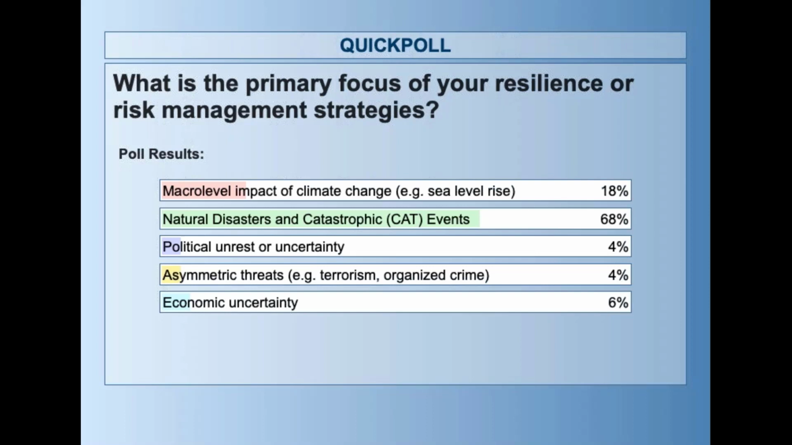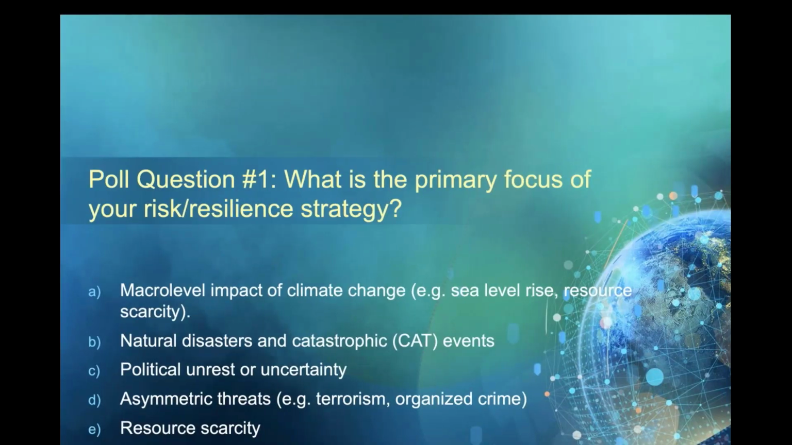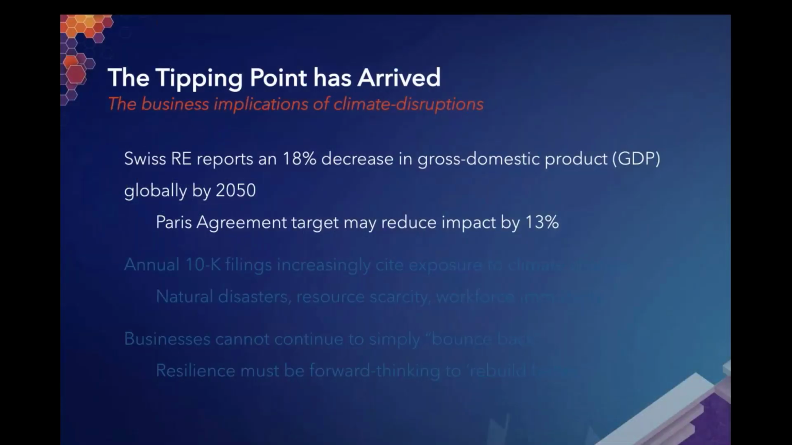So I'm going to incorporate this now into the next part that I want to talk about, which is the broad implications of this moving forward. All of this is related to climate change. And Swiss Re, one of the largest global reinsurers, recently released the findings of their long-term climate study, which highlight that at the current pace of global warming, we could see by 2050 a net decrease in global GDP of upwards of 18%.